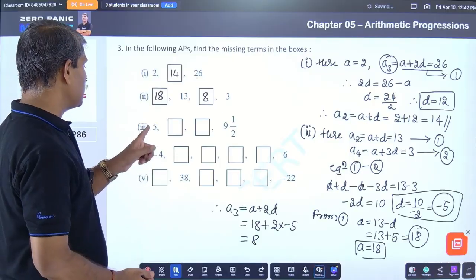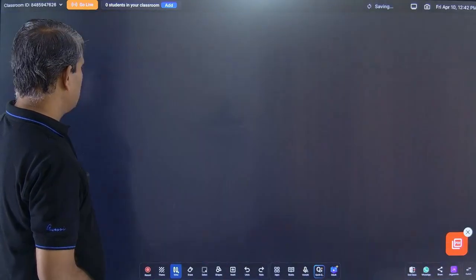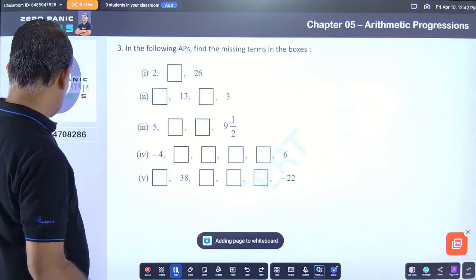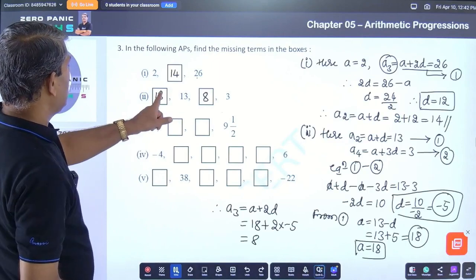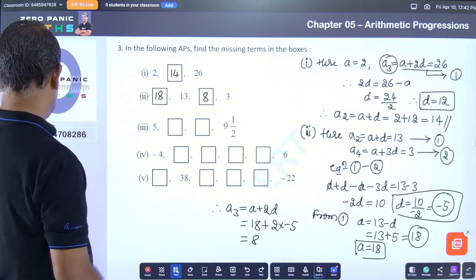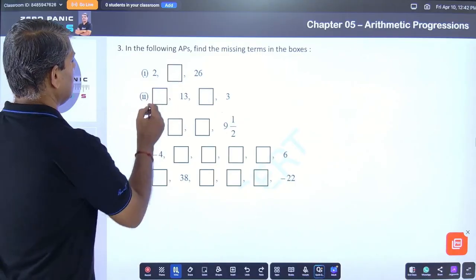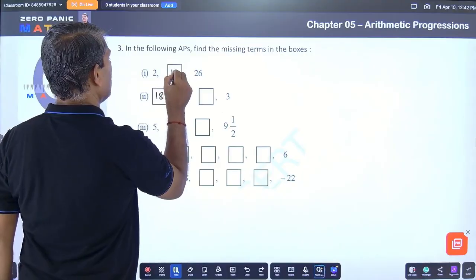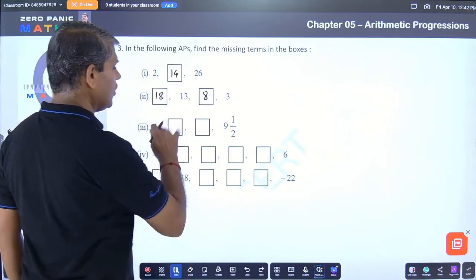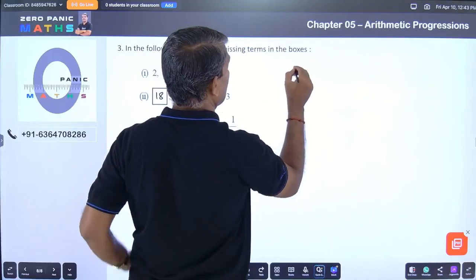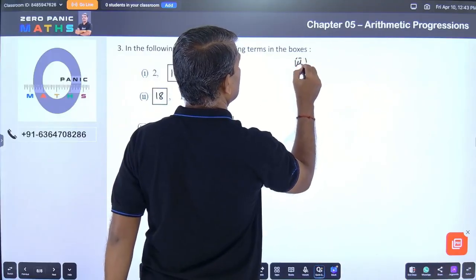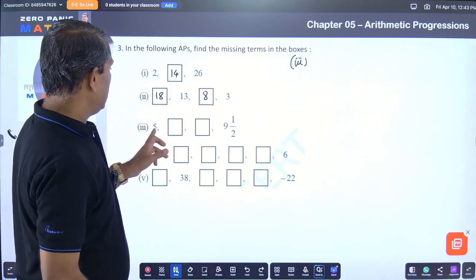Now let us continue the third problem here. Let me substitute the values: 18, 14, and 8. We have already resolved that. The third problem, A is 5.